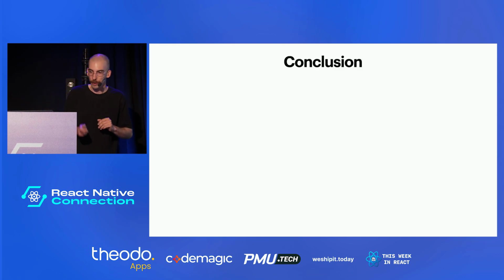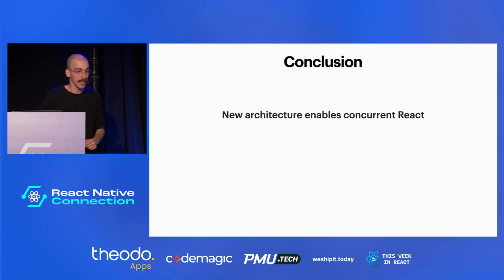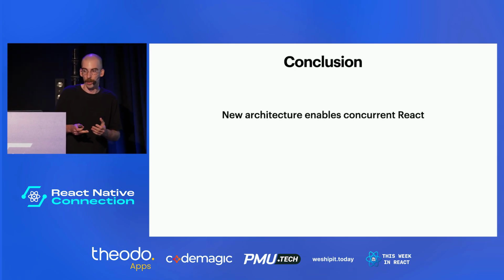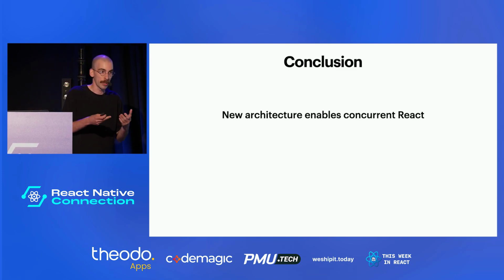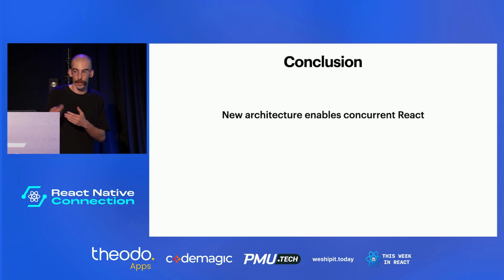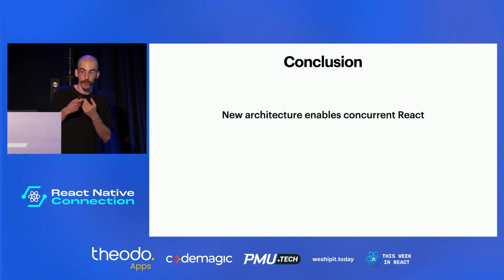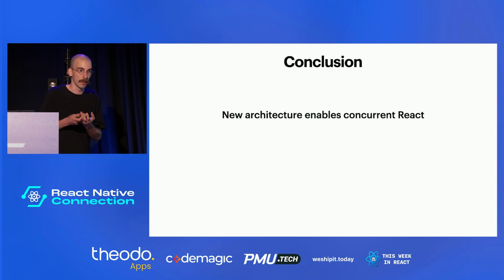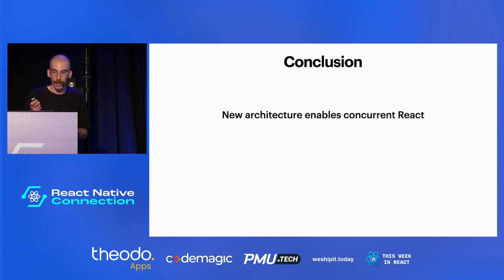Okay, so to wrap it up, what I want you to get out of this talk is, first of all, that the new architecture is not only about having more performant native calls, it also enables you to have more features of React, and especially concurrent React. And those concurrent features, I think, are going to change a lot the way we write React code. It's probably the biggest shift we're going to have since React Hooks, if it gets adopted a lot more.